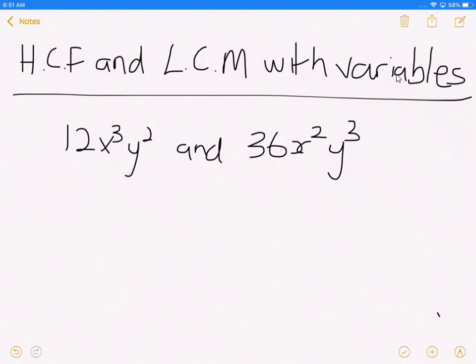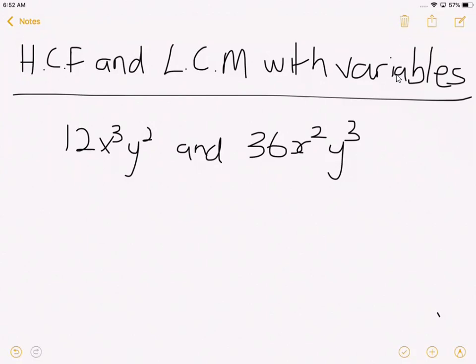Today we want to find the highest common factor and the lowest common multiple of numbers that include variables. So you are required to calculate the lowest common multiple and the highest common factor of 12x to the power of 3, y to the power of 2, and 36x squared y to the power of 3. For you to do this, first you need to write 12 as a product of its prime numbers and 36 as a product of its prime numbers.